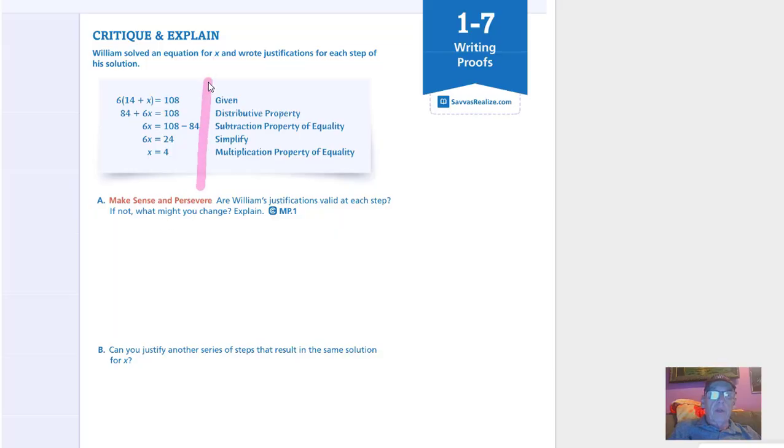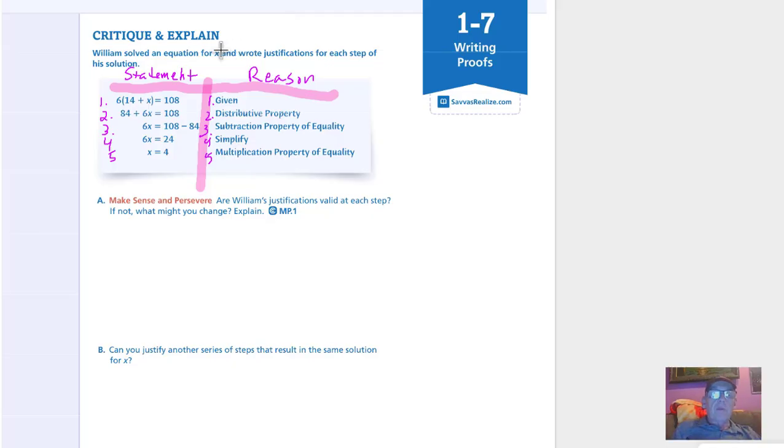Again, what William has done here is a two-column proof. We have a statement column and a reason column, and these steps should be numbered, basically to keep things lined up and in order. Let's read our way through the proof and see what he did here.